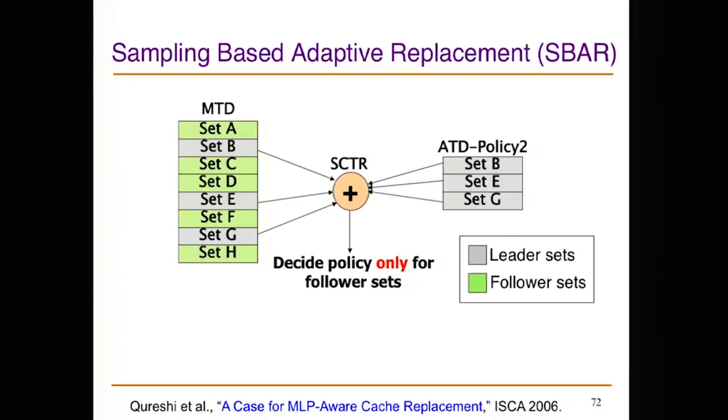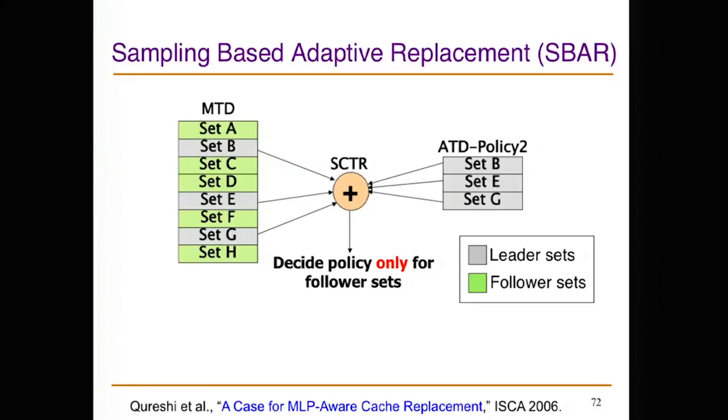And these green guys are the followers. Those sets follow the best policy that's determined by the choice that you made just by looking at policy 1 that's followed by these three sets and policy 2 that's followed by these three sets. Make sense? So now we've simplified the cost even more because we got rid of the ATD for policy 1 and used the main tag directory to implement that ATD.